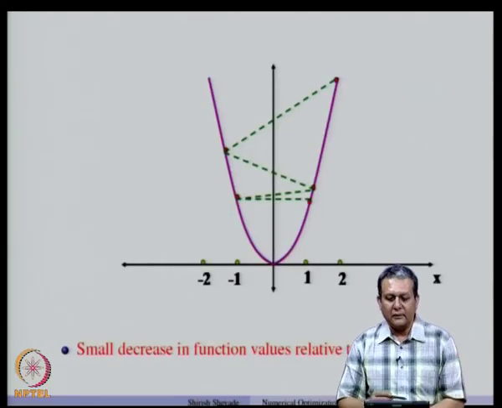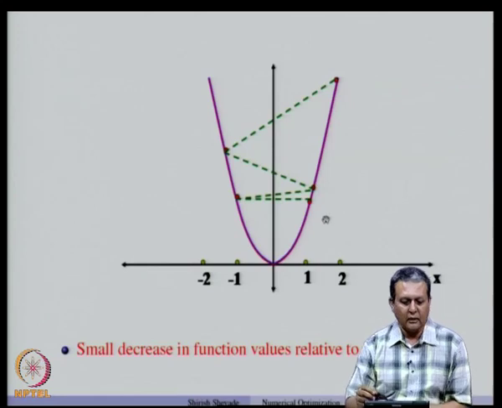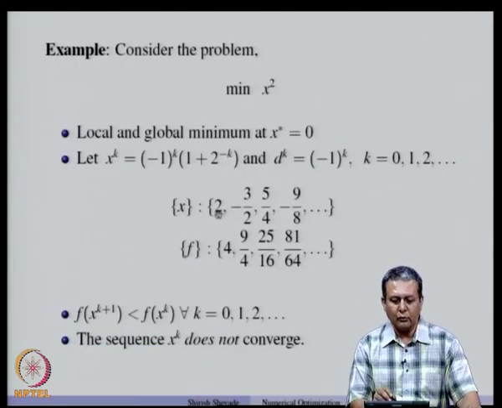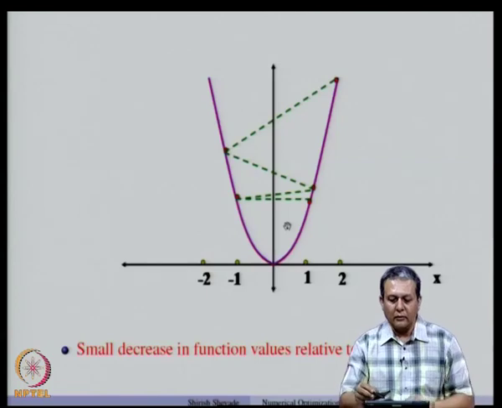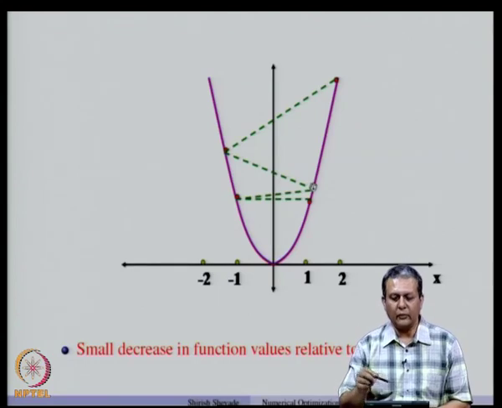Now, let us study the behavior of that sequence. We started with x equal to 2, then moved to minus 3 by 2, then 5 by 4, minus 9 by 8 and so on.